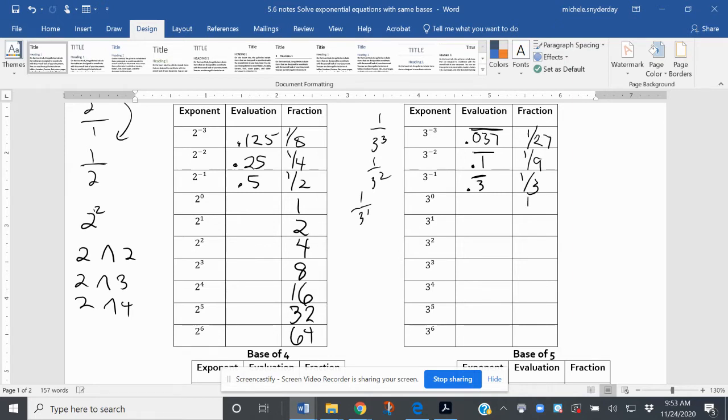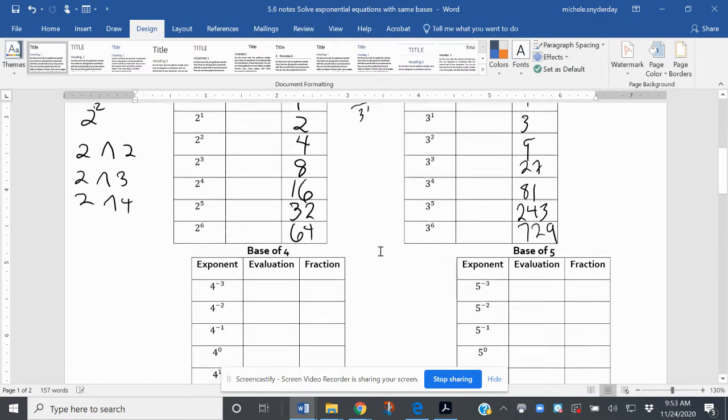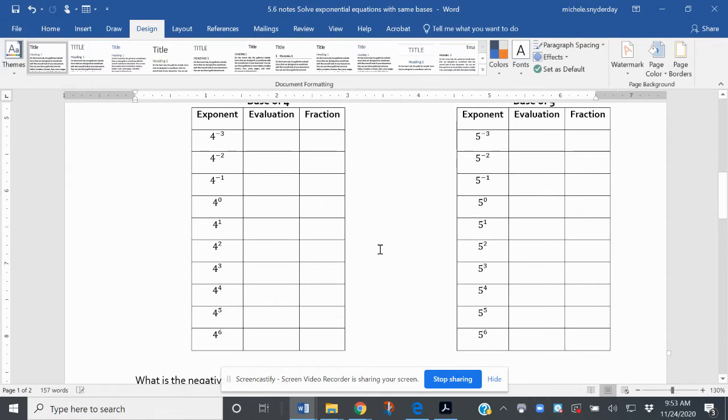Anything to the 0 power is 1. Anything to the first power is what it was to begin with. 3 squared is 9. 3 to the third is 27. You can look at the denominators right here and see. 3 to the fourth power is 81. 3 to the fifth is 243. And 3 to the sixth is 729. You want to make sure you have this chart filled out because it's going to be very, very helpful on tomorrow's lesson as well. Very helpful.